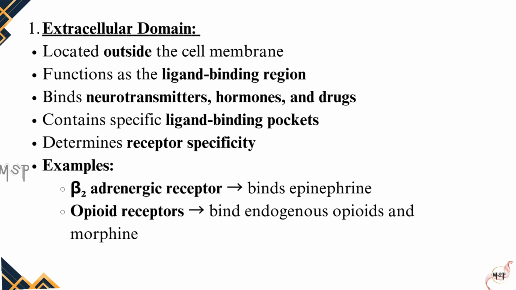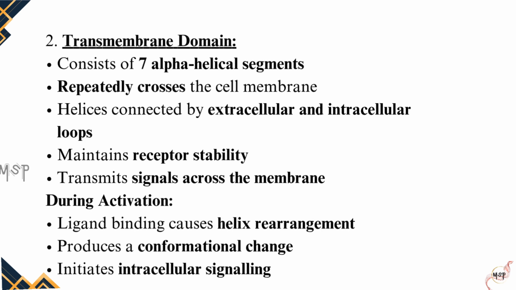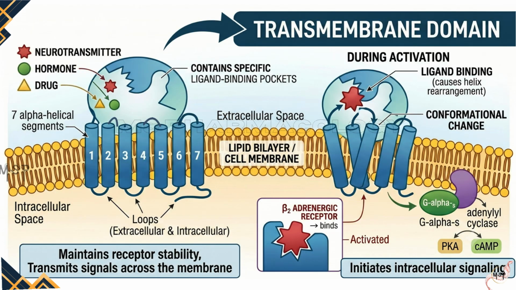First, the extracellular domain lies outside the cell membrane and serves as the ligand binding region. This is where signaling molecules such as neurotransmitters, hormones, and drugs bind. Different GPCRs possess different ligand binding pockets, which determine receptor specificity. For example, the beta-2 adrenergic receptor recognizes epinephrine, whereas opioid receptors recognize endogenous opioids or drugs such as morphine. Second, the transmembrane domain consists of 7 alpha helical segments that repeatedly cross the membrane. These helices are connected by extracellular and intracellular loops.